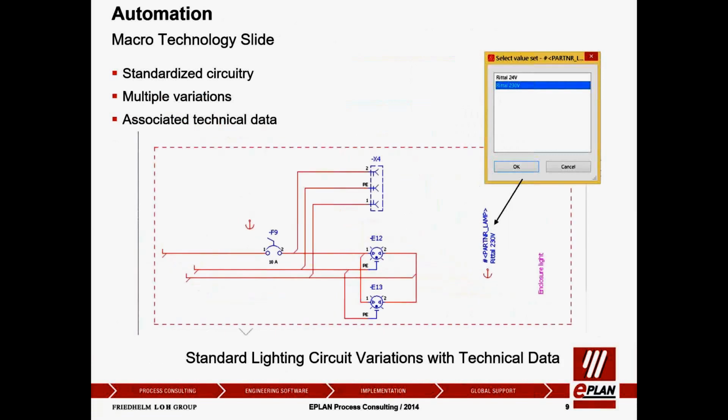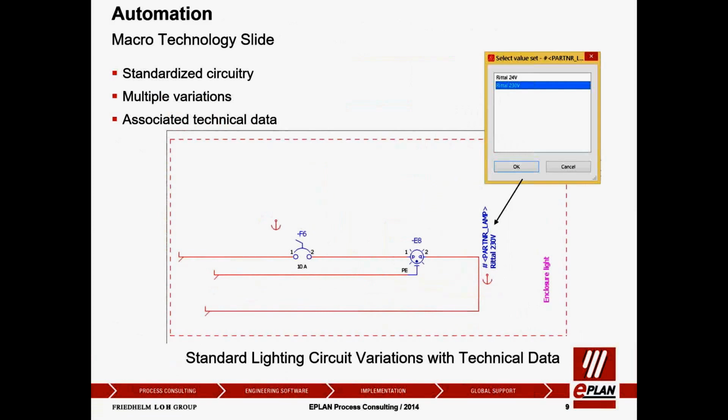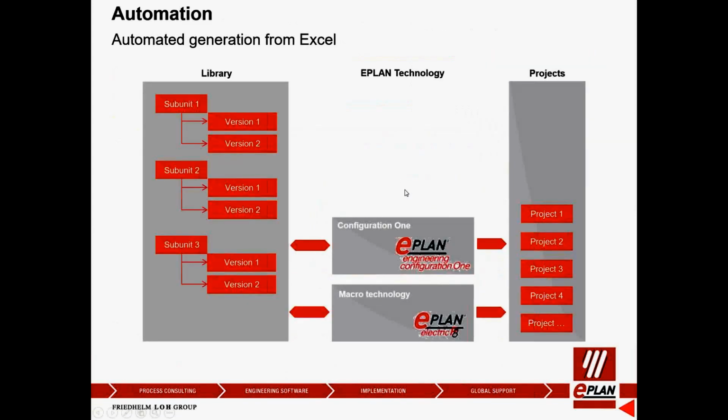Another example here is a standard light circuit variation with technical data. As you can see, visually, if I put this on a schematic, it could represent exactly what it is, but it's the technical data that really changes. So this is something that we can apply when we're standardizing circuitry. Here's another light circuit variation with different data, and so on and so forth. So by having this variant technology, we have the capability of manipulating all these different elements and creating one big library that we can reuse in our future projects.